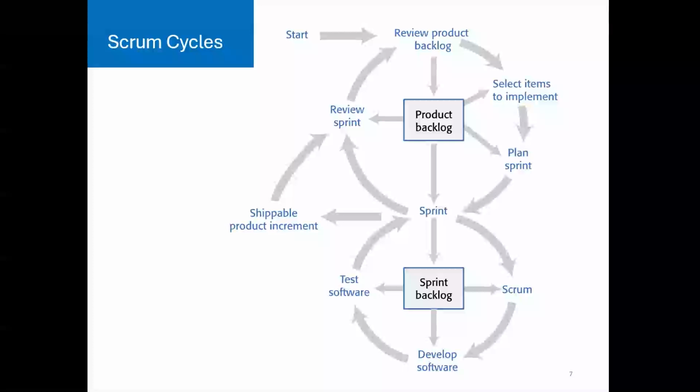So based on the feedback and the results from the sprint, the product backlog is updated, and new items may be added, and priorities may shift. And from here, the next sprint begins, continuing the cycle of continuous improvement and incremental development.